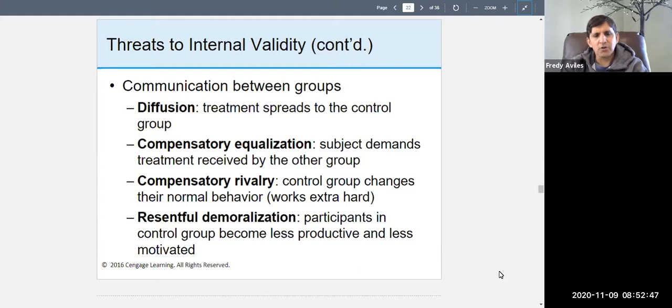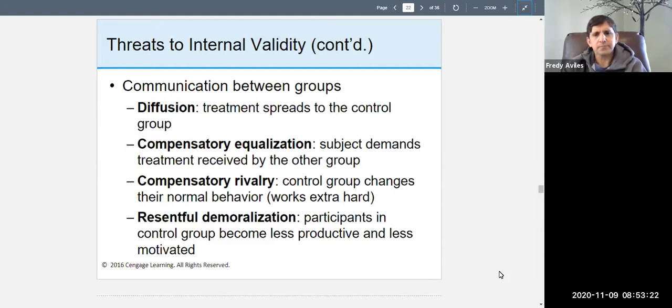Okay. There's also compensatory equalization, where a subject demands treatment received by the other group. It could also be that your control group finds out that they have no drug, and they've learned that the drug is working. Or your placebo group finds out that they have the one that doesn't work, because they know if it's working or not. And they find out that for other people it is working. They might start demanding that they get the real drug. They want to be compensated for that. They want the real drug, for instance. And if you have to give them the real drug, then you don't see the difference between the groups.